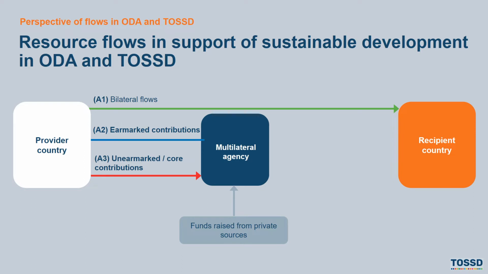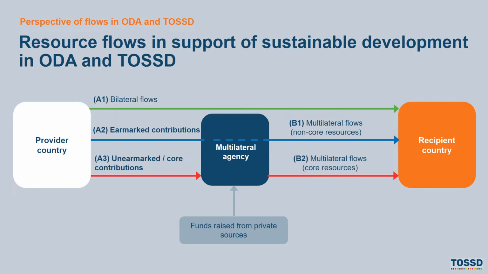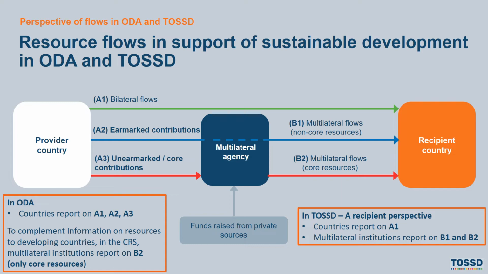The TOSSD system takes a recipient perspective. Bilateral providers also report activities they undertake directly with the recipient country, A1, but in the TOSSD system, it is multilateral providers that report on activities that they implement rather than providers, since they have more granular information at their disposal. In practice, multilateral institutions report on B1 and B2 flows. If a multilateral provider reports on all outflows, then inflows, A2 and A3 contributions from bilateral providers to that organization will be removed from TOSSD to avoid double counting. As an interim arrangement, if a multilateral institution does not yet report to TOSSD, then inflows to this multilateral are included in the TOSSD framework. These two boxes summarize the two different perspectives.